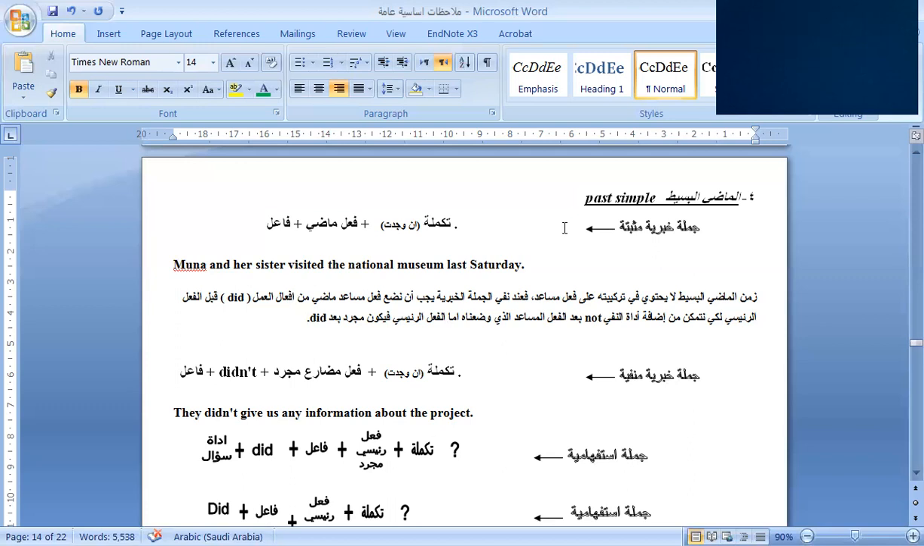We have another tense which combines both the continuity and the perfect state of the tense.